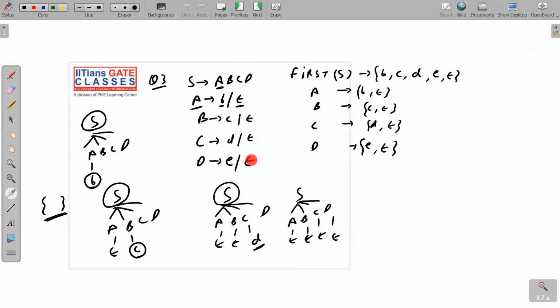Now, since D is also going to null, I will consider the rest part also, but there is nothing left. So I will apply null here. So first of S will contain null. I hope I have made the point clear. Please note it down carefully. If you are not able to follow, please rewind the video and watch it again.